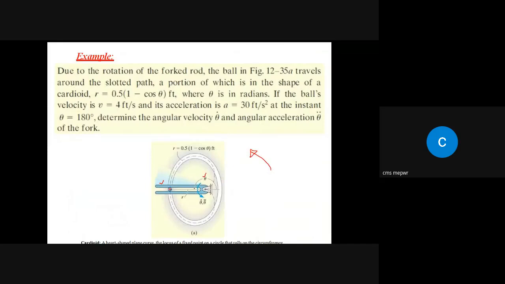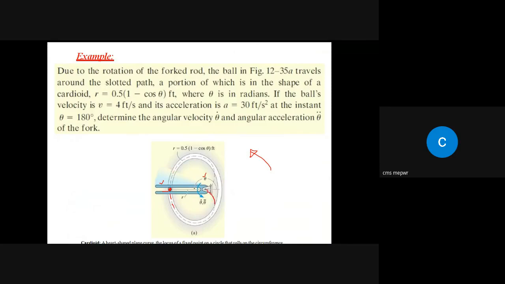We have a slot here, and we have this ball. As this rotates, the ball moves away from here. This is the path that is traced by this ball, right? Yes, sir. Okay. So it comes here, it moves near at this location, it moves to this point.